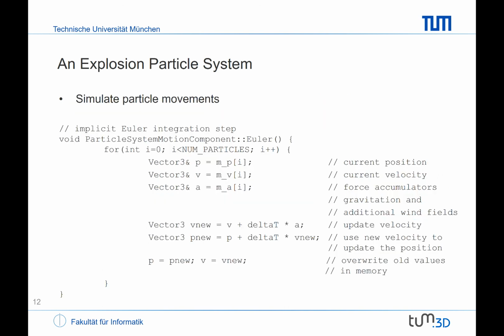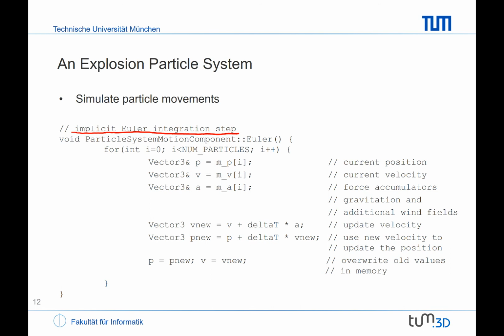Then we are almost done. The final thing we have to do is, once all the particles have been rendered, we want to simulate the particle movement. And the particle movement here is done by what we call an implicit Euler integration step. In such an implicit Euler integration step, all you do is just the following.